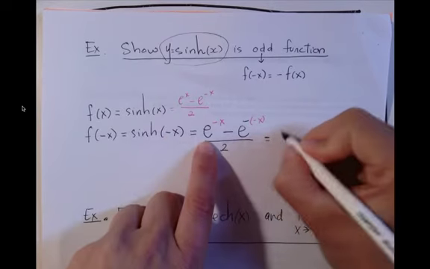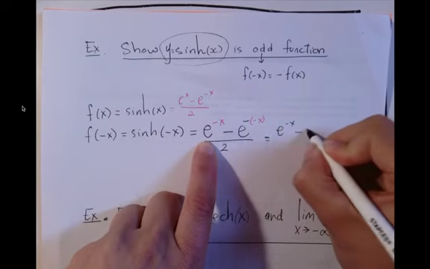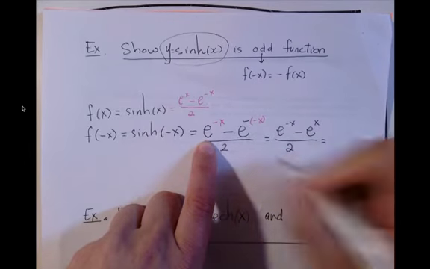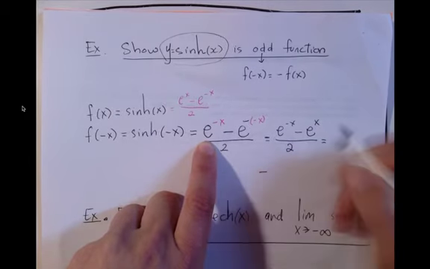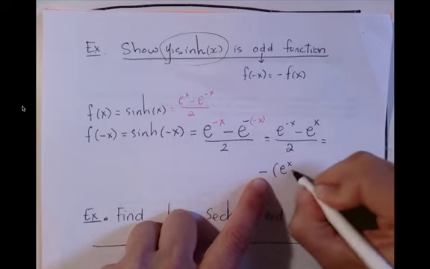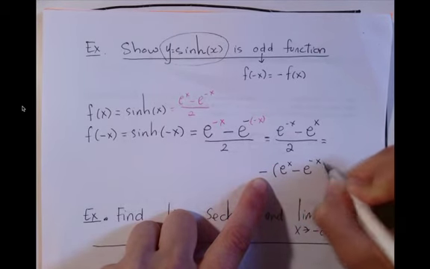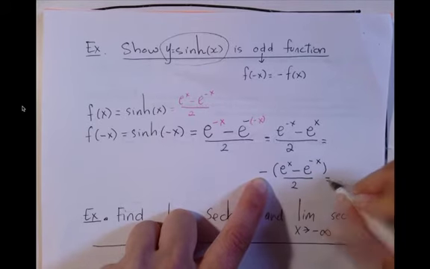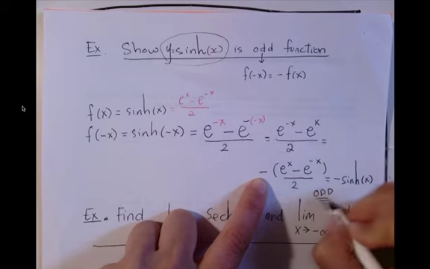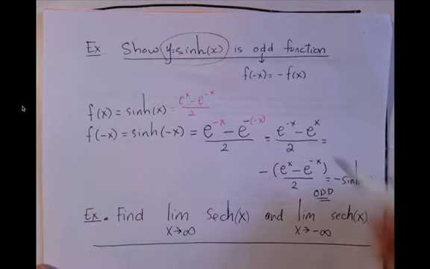And this gives me just e to the opposite x minus e to the x over 2, which is the same as negative e to the x minus e to the opposite of x over 2. And this you can see is just the opposite of sinh x. So this is odd. Okay, so here I've just reversed the ordering there.